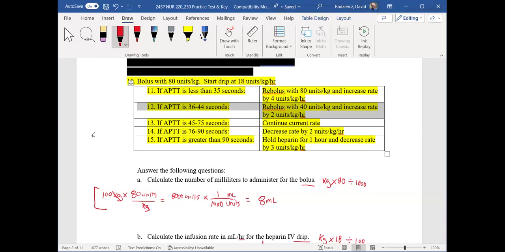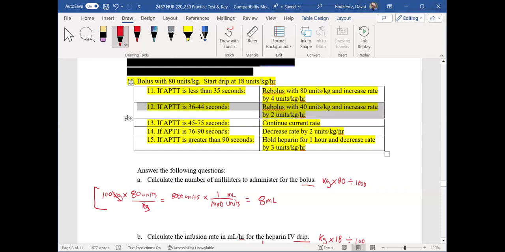Okay, so that's what you're going to do. You're going to calculate the new bolus, and you're going to calculate the new infusion rate, if that is the type of question that you get asked. But like I said, I don't think that you will. If you can answer A and B, you should be money as far as your test is concerned, both this semester and fourth semester. But let's just try this since we have it up here.